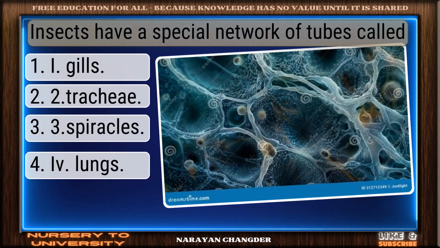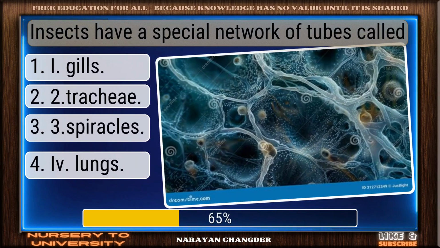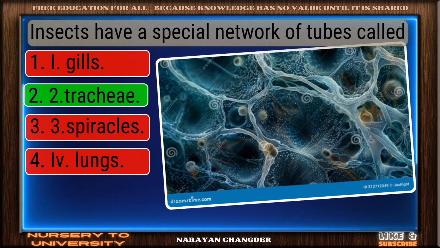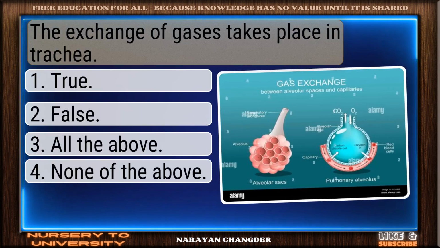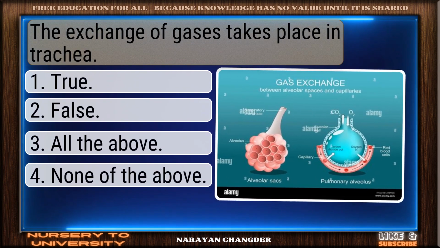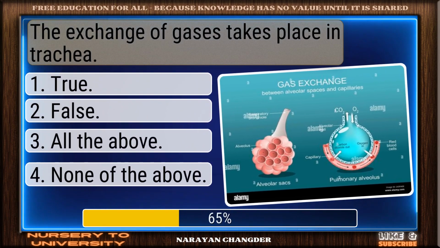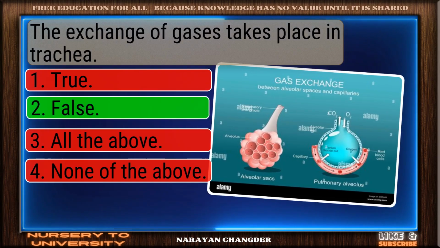Question number 38. Insects have a special network of tubes called? You're right. Tracheae is the correct answer. Question number 39. The exchange of gases takes place in trachea. Perfect. False is the correct choice.